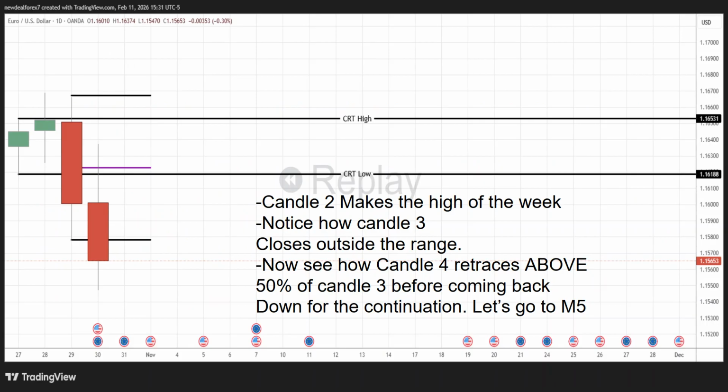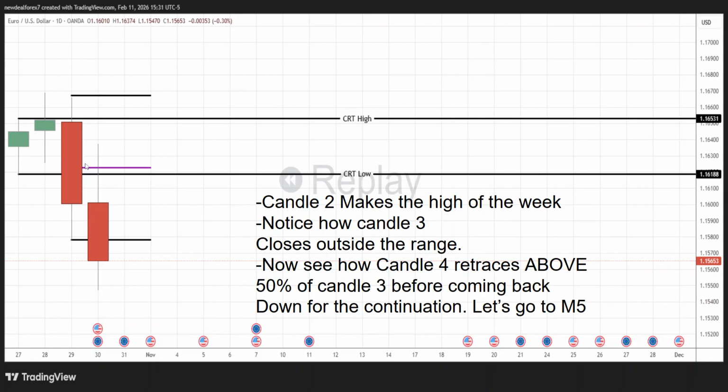So here's a retrace example. You have candles 1 and 2, the 2 green candles. Here's candle 3, which goes below. Notice how candle 4 opens, wicks above 50%. This purple line here is 50% of candle 3.